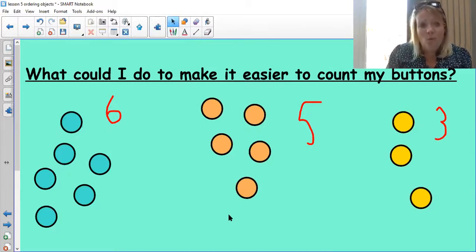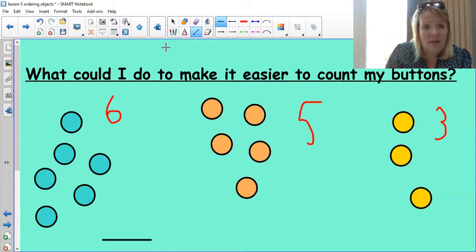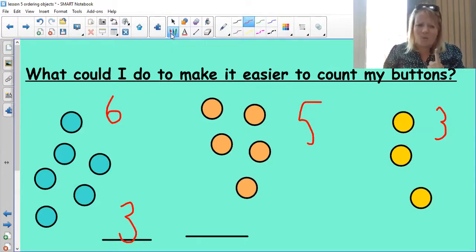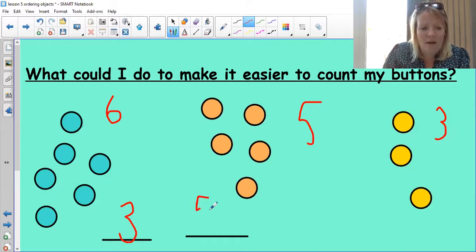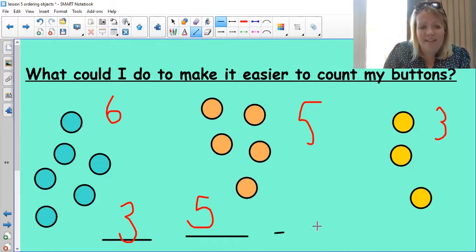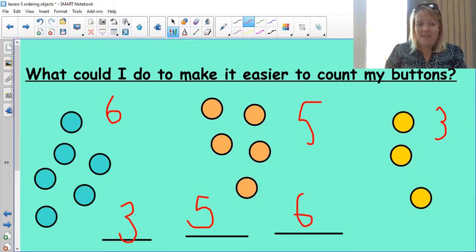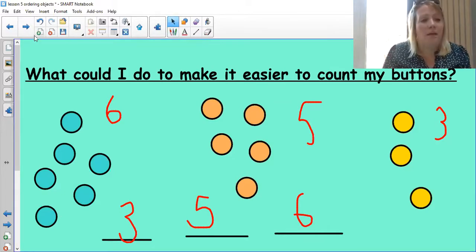And if I needed to, I could say to you, so what's the smallest number? How would I order them from smallest to largest? The smallest number on there is the number 3. So on the first line down here, I'd put the number 3. The next biggest number is the number 5 or 6. Which one is smaller? The number 5. And then finally, the number 6. So I've ordered them by size: 3, 5, and 6. 3 is the smallest, 6 is the biggest. Fantastic, excellent. Sometimes it's easy to do it that way.